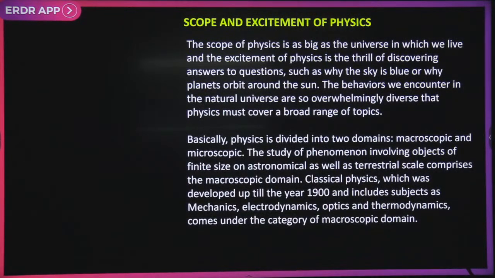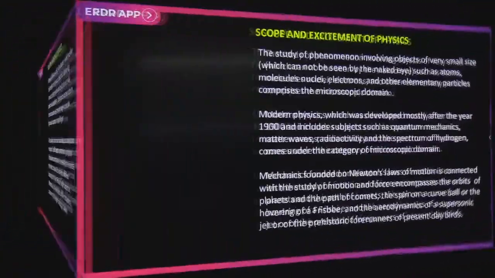of topics. Basically, physics is divided into two domains, macroscopic and microscopic. The study of phenomena involving objects of finite size on astronomical as well as terrestrial scales comprises the macroscopic domain. Classical physics, which was developed up to the year 1900 and includes subjects such as mechanics, electrodynamics, optics, and thermodynamics, comes under the category of the macroscopic domain.